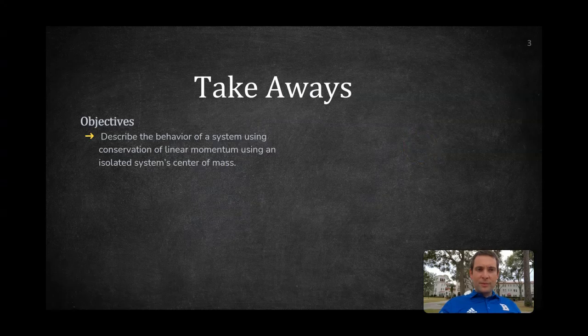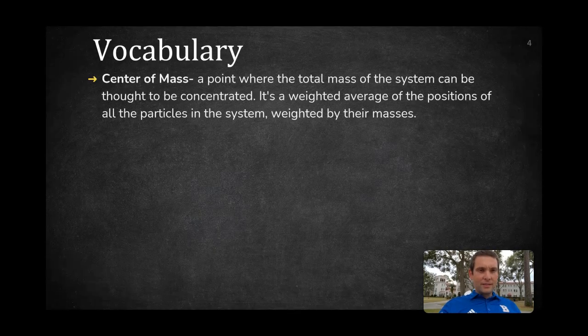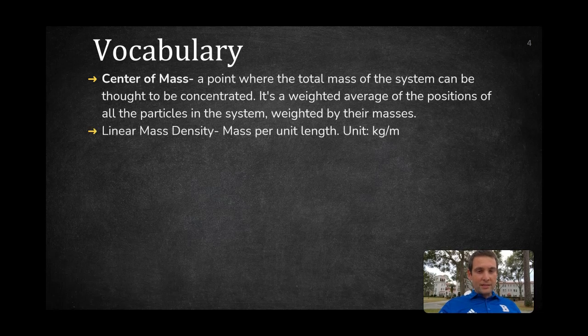By the end of this lesson, we'll be able to describe the behavior of a system using conservation of linear momentum, using an isolated system's center of mass. Center of mass is a point where the total mass of the system can be thought to be concentrated. It's a weighted average of the positions of all the particles in the system, weighted by their masses.